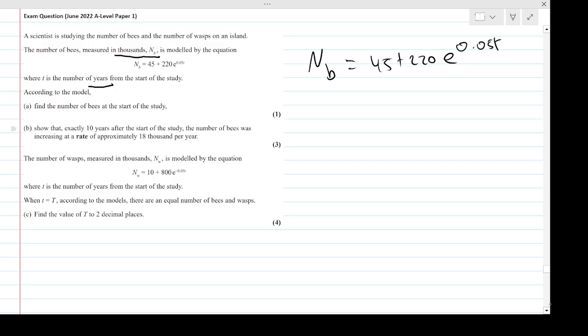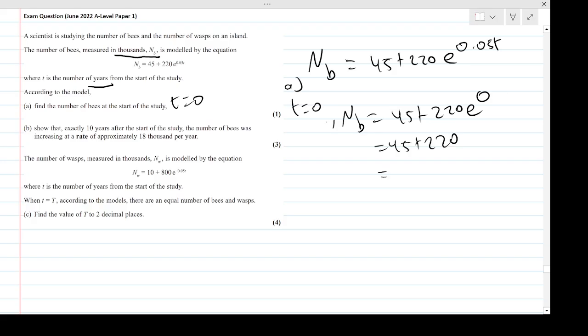So firstly, we need to find the number of bees at the start of the study. So hopefully you recognise that means t = 0, the initial time. So at t = 0, N_B is going to be 45 add 220e to the 0 effectively. But e to the 0 is 1, so that's 45 add 220, and that would be 265.